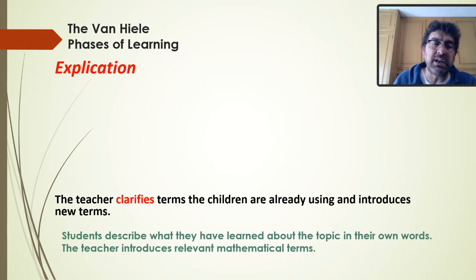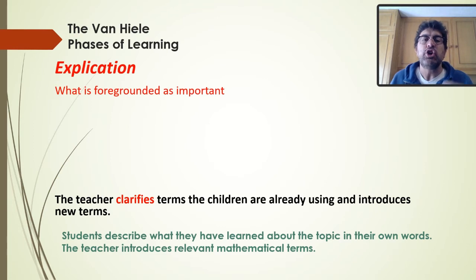So for explication, that's our next level now, the teacher clarifies terms that the children are already using and introduces new terms. So at this phase, you foreground what is important about what was just learned. Students describe what they have learned about the topic in their own words, and the teacher introduces and corrects the relevant mathematical terms that the students are using.